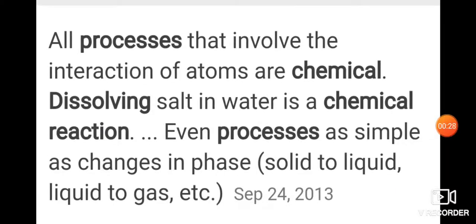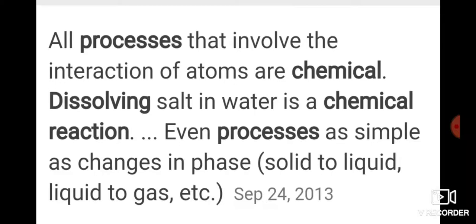Now see, all processes that involve the interaction of atoms are chemical. Dissolving salt in water is a chemical reaction. Sodium chloride, the common salt, when you put it in water, gets dissociated into sodium ions and chloride ions. So here a chemical reaction has taken place.